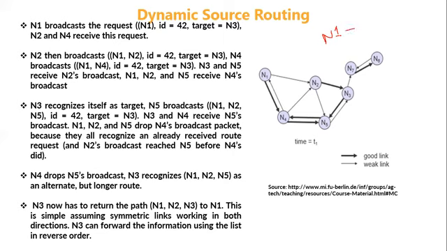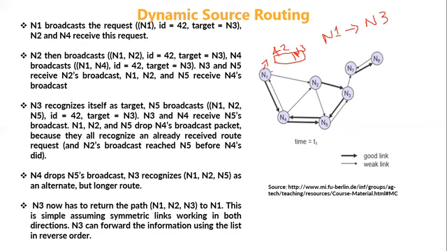Let us just apply the algorithm we have discussed. N1 will send a route discovery packet. It will broadcast a route discovery packet with the destination address N3, and it will also provide a unique identifier for this particular packet. Let us assume the unique identifier it gave is 42. With this ID, it broadcasts this packet.